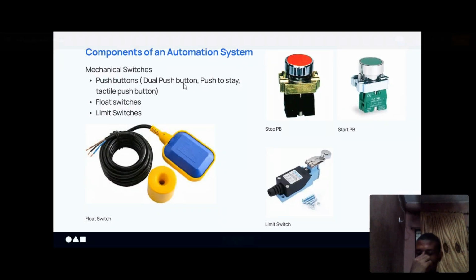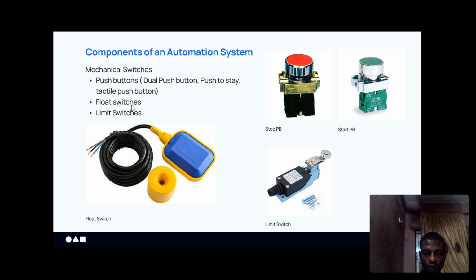And then we have the push to stay. So there's the type that you push and then it will just stay permanently. Then we have the tactile push button. So there's the type that when you push it, it returns. That's this type, and that's what we'll be using in the practical classes. So these types, when you push them in, there's a spring that pushes the button out again. So it does not hold to stay. Once you push it, it goes in and comes out.